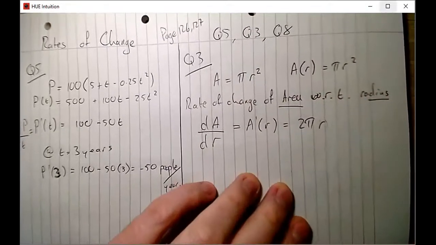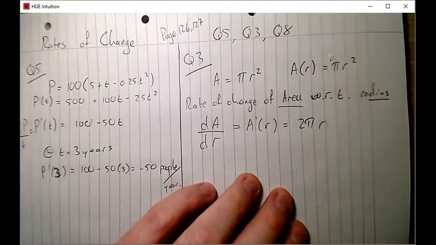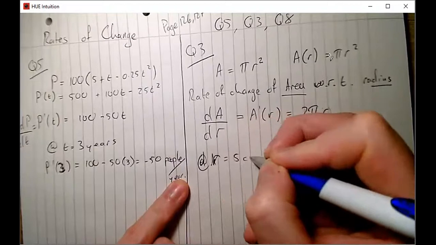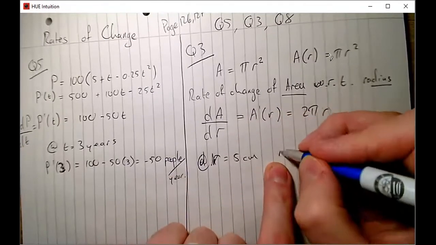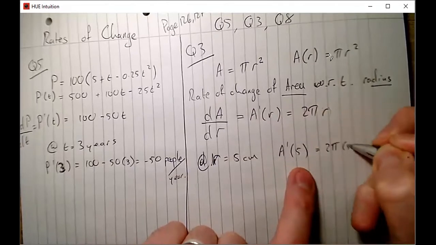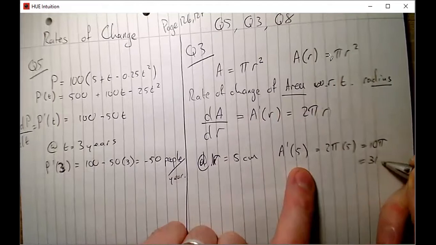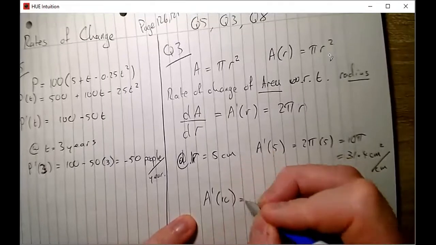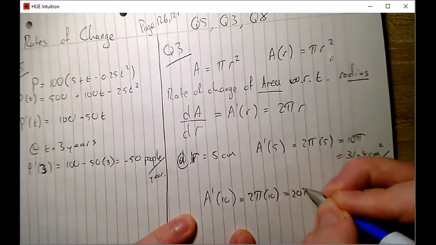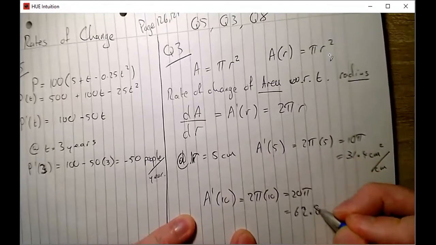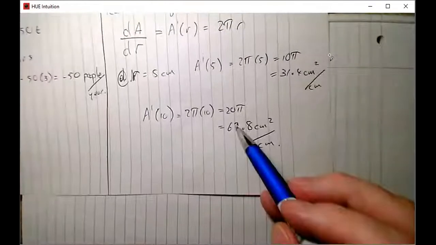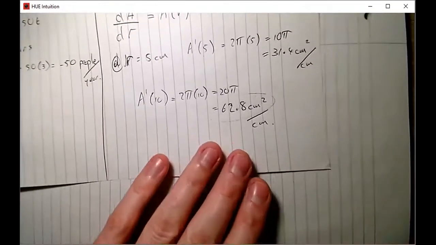Now, what does that mean? Well, actually, let's have a look at when r is 5 centimeters, then we have A prime of 5 is 2 pi times 5. That's 10 pi, or 31.4 centimeters squared of area for every centimeter of radius. Okay, A prime at 10 is 2 pi times 10, that's 20 pi, and that's going to be 62.8 centimeters squared of area for every centimeter of radius. That is an increase of 62.8 centimeters squared for every centimeter of radius.